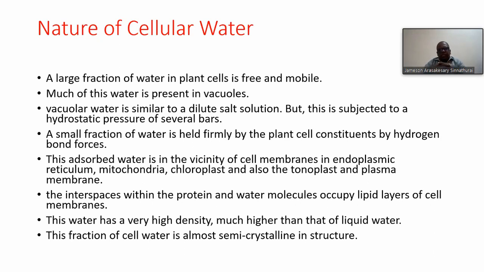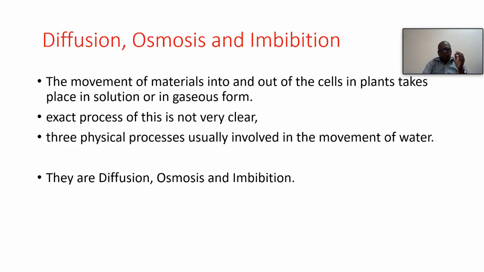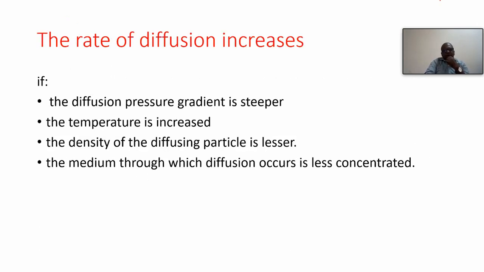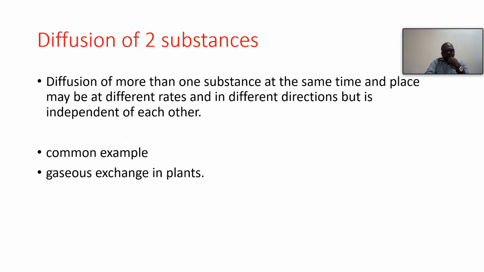And we have seen the nature of cellular water. Cellular water is generally a hypertonic solution. It has osmotic pressure or diffusion pressure. There are four processes we have seen: diffusion, osmosis, imbibition, and plasmolysis. In plasmolysis the water comes out, while in the other three the water goes inside. Diffusion we saw first, and then what the causes are that increase the diffusion process.